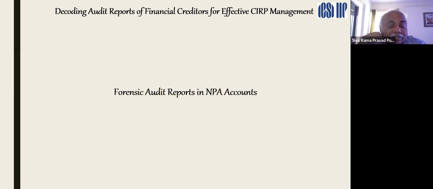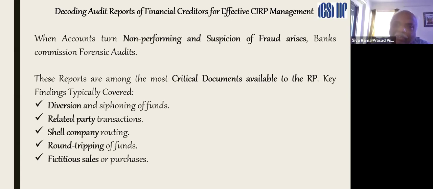Like in IBC also, for preferential undervalue, fraudulent and extortionate transactions, a transaction audit is there. Our people are using the word forensic, but the term forensic is not there in IBC. It is only a transaction audit. The forensic audit report of NPA accounts is also happening. When the account turns non-performing and suspicion of fraud arises, the bank commissions a forensic audit.